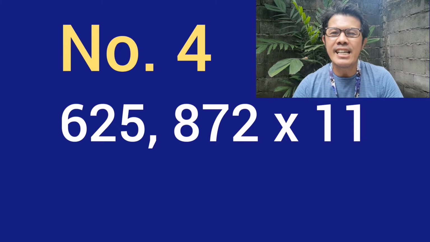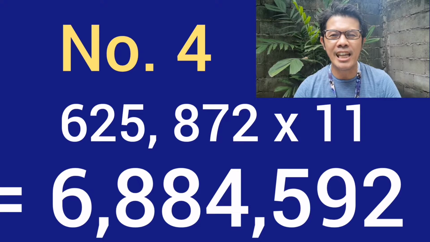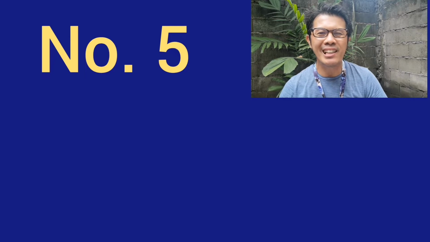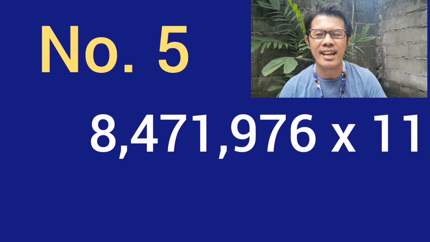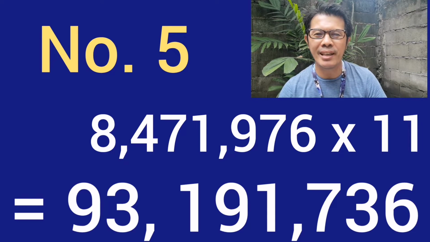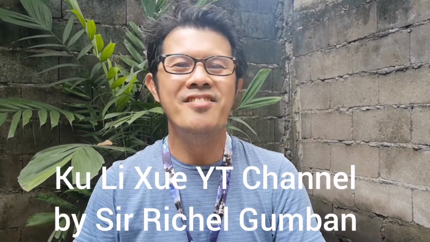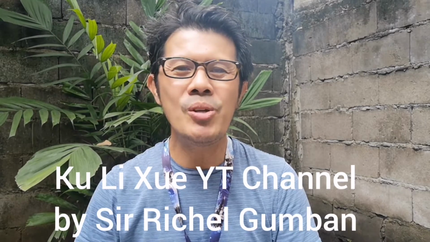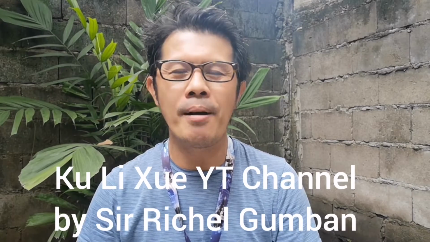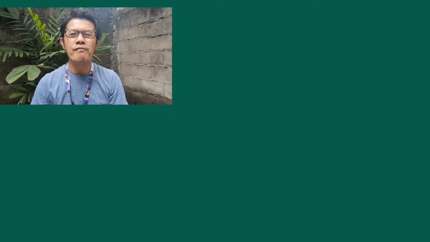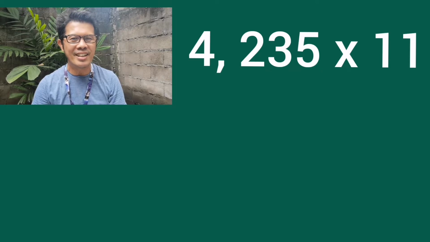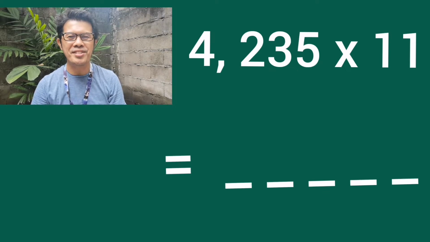Number 4. 625,872 times 11 is equal to 6,884,592. And number 5. 8,471,976 times 11 is equal to 93,191,736. Now, let us discuss each item using the shortcut method we learned from mental math technique numbers 2 and 3. To get the product of 4,235 times 11, let us follow these steps.